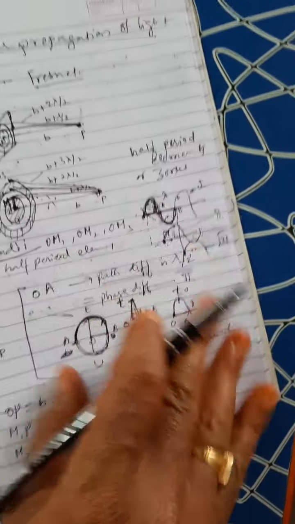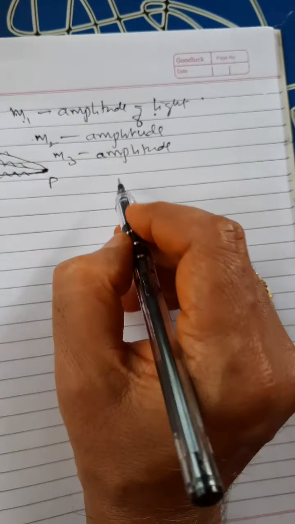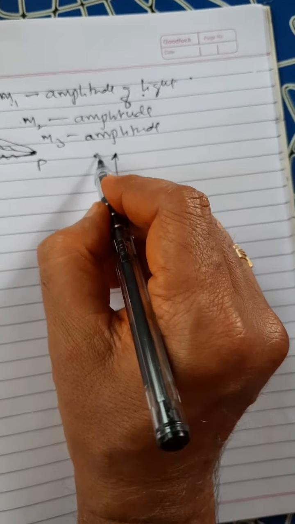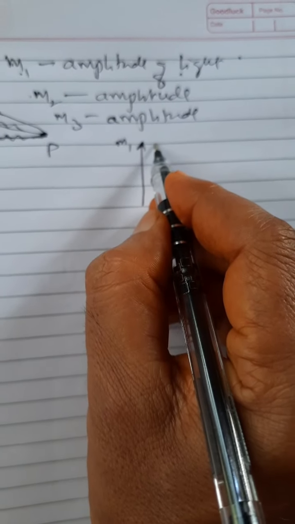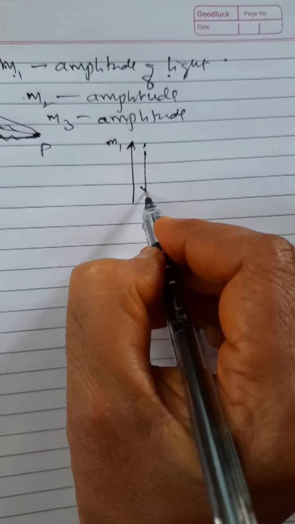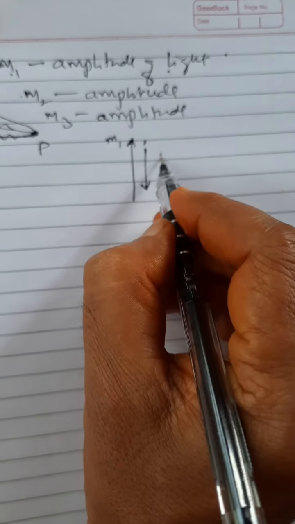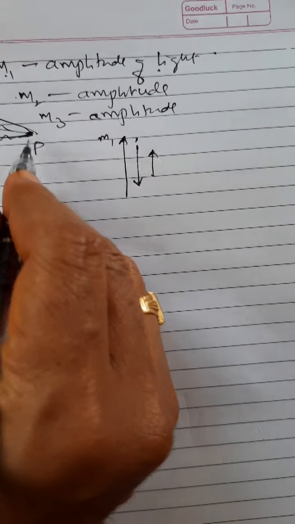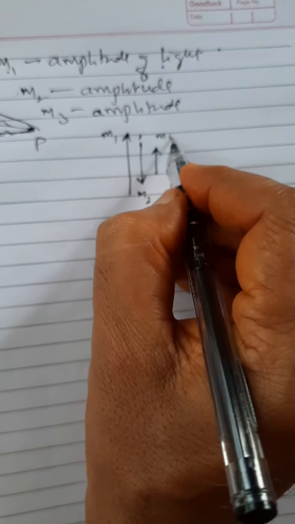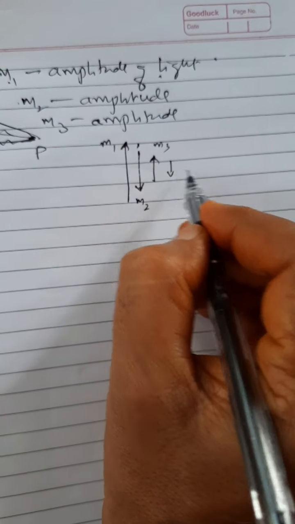So for that reason, the amplitude goes on decreasing at point P. If you draw the amplitude diagram, if this is M1, the magnitude of M2 will be less than this. I will write it in the opposite direction because they are out of phase. The third one is M3, still small because the obliquity factor is still more. This is M2 downward because out of phase. This is M3, again M4 down, M5.